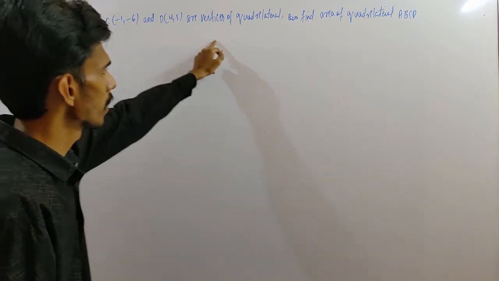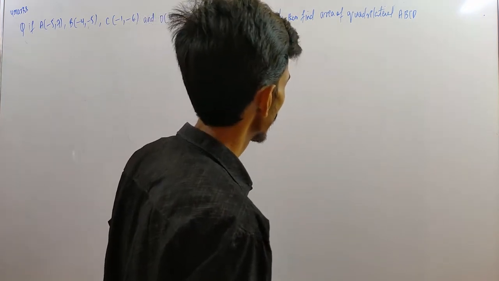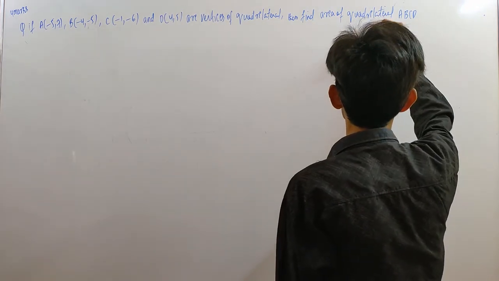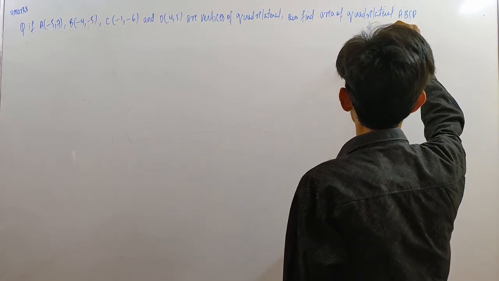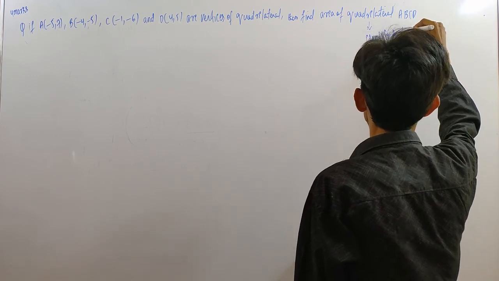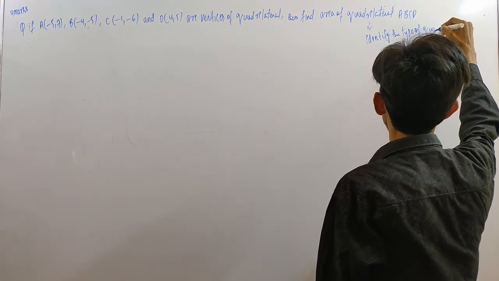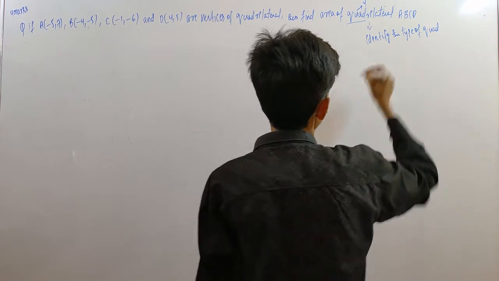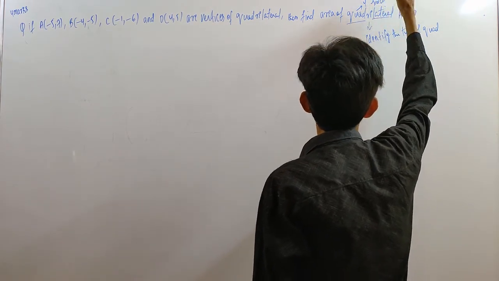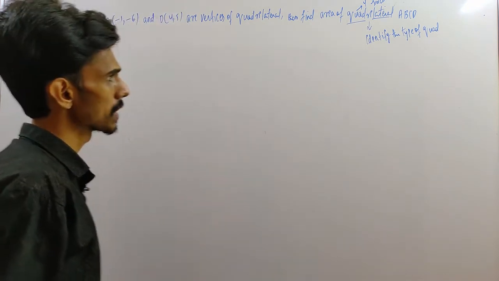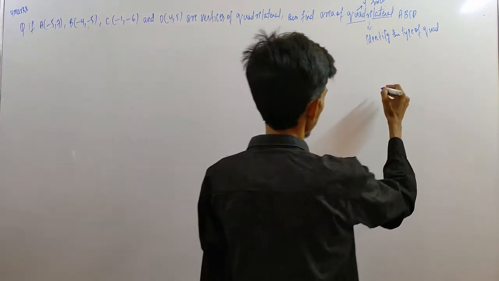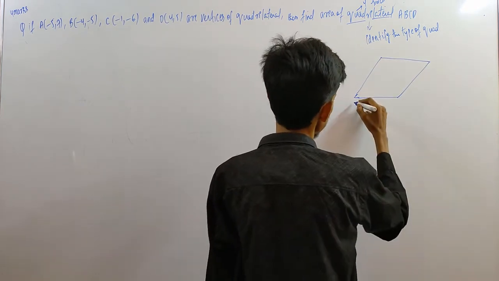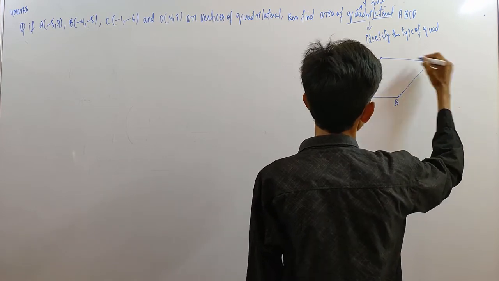A, B, C, D are the vertices of a quadrilateral. Find the area of the quadrilateral. First of all, in this question, we have to identify the type of quadrilateral. Quad means 4, lateral means sides. So quadrilateral means a figure which has 4 sides. Let us take this as a quadrilateral having 4 sides, A, B, C, D.